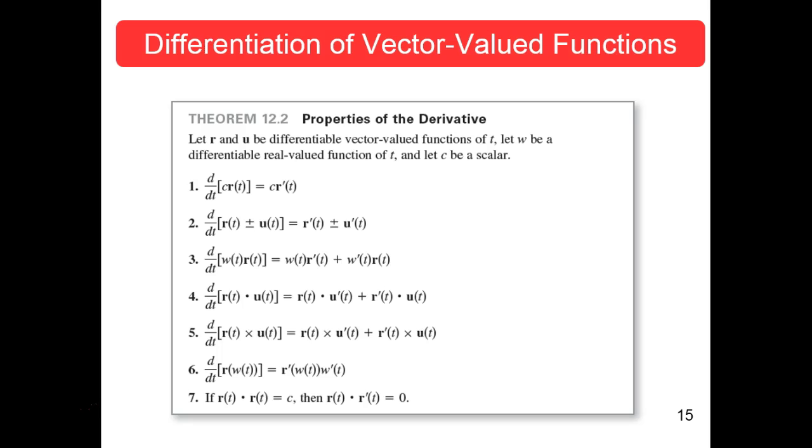Now, here's the first of our product rules. The derivative of a scalar function of t times a vector function of t: the derivative of that product is the scalar function times the derivative of the vector function plus the derivative of the scalar function times the vector function. Same as the regular product rule. Doesn't matter whether it's scalar or vector, you do them in that order.